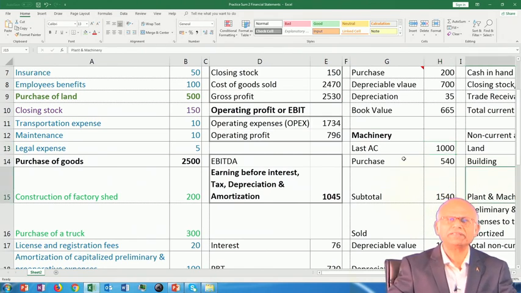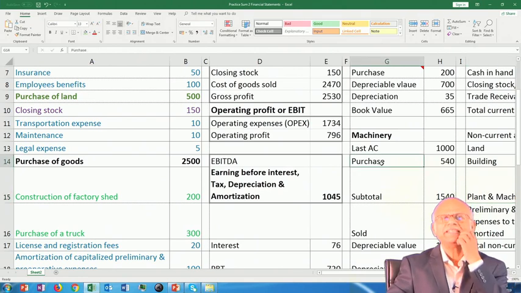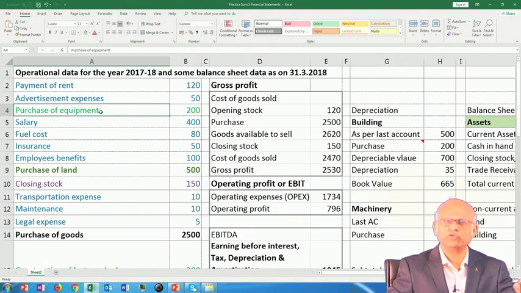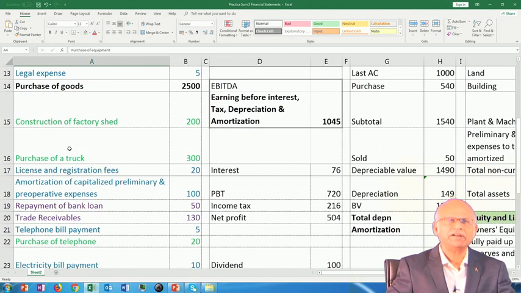I am not going there, just to save time. Then you have to see whether we have made purchases of new machines. So, you have to now visit the entire list of general ledger items. Purchase of equipment is one, so this is 200. Then purchase of land is not part of it, because land is not depreciated. Then purchase of truck is another one, so 200 plus 300 makes 500.